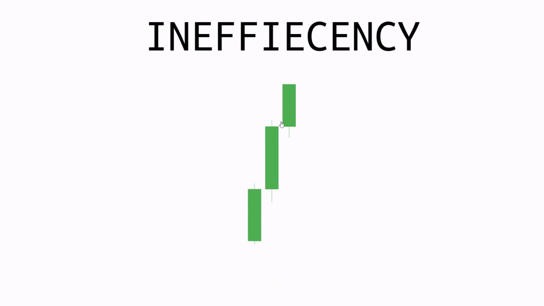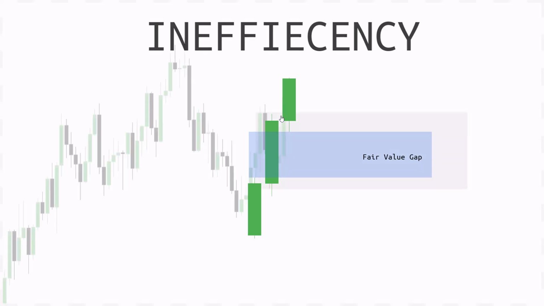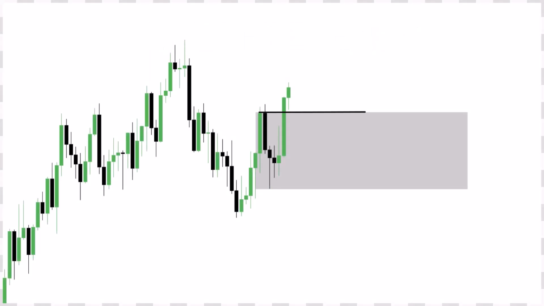Fair value gaps are the most obvious form of inefficiency. A fair value gap occurs when price jumps from one level to another without trading in between. Gaps are a clear visual representation of unfulfilled orders and market imbalances. Here on the chart, you can clearly observe a breakout of a resistance level, which indicates the formation of an order block. This entire area constitutes the order block.